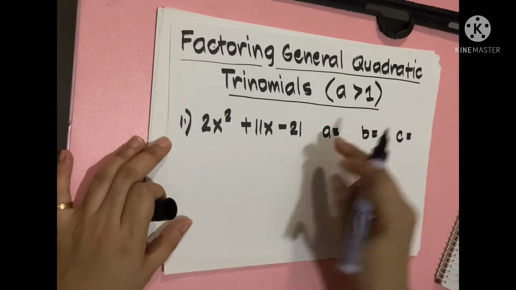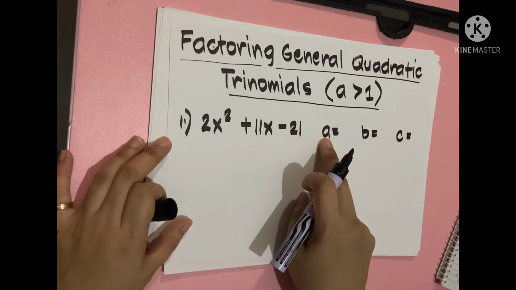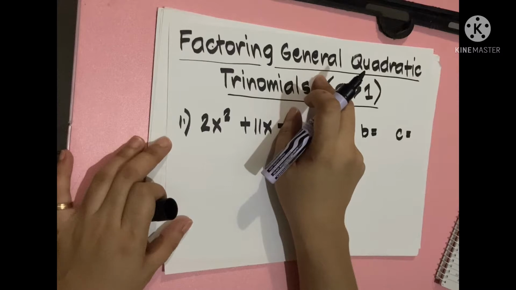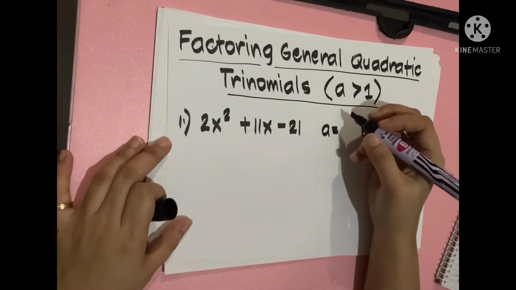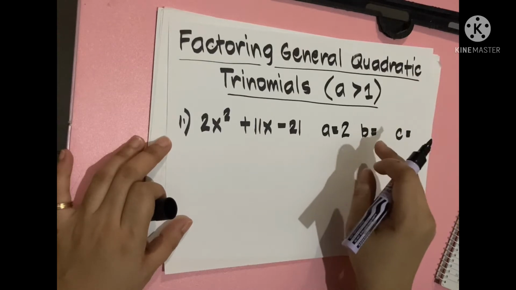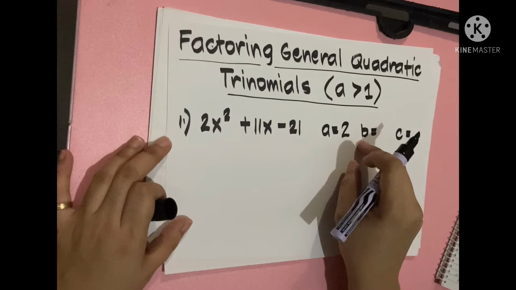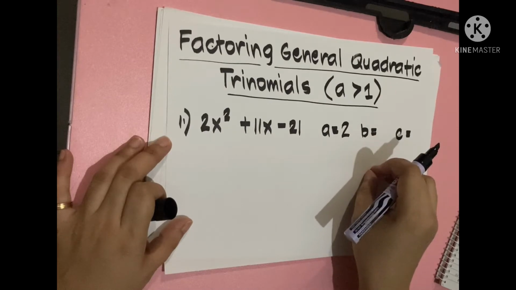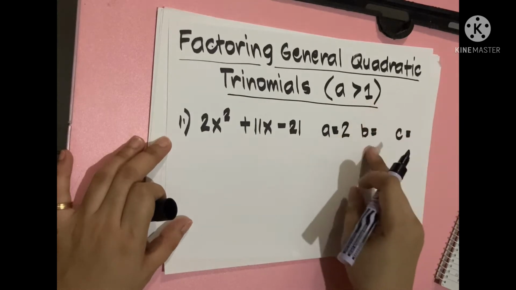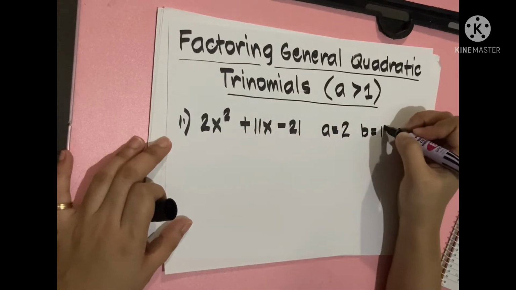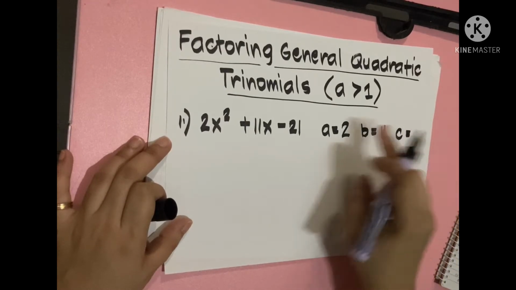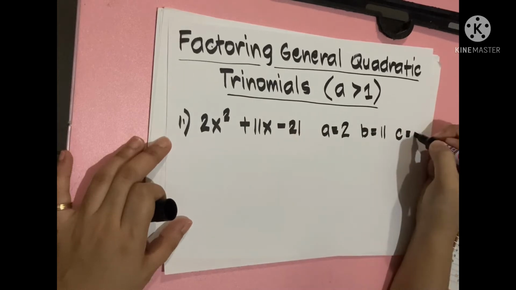So, sabi natin, yung A, ito yung numerical coefficient or yung number na meron siyang squared dun sa variable. So, in this case, ang A natin is yung 2. Yung B naman, yung numerical coefficient na may kasamang variable na ang exponent ay 1. So, in this case, ang B natin is yung 11. And then yung C, yung number na walang kasamang variable, which is the negative 21.